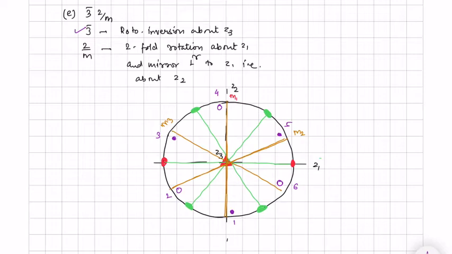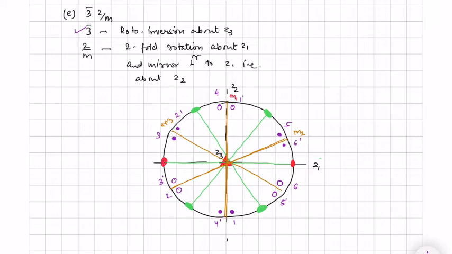So let us first go for 2 fold rotation. Okay, so 2 fold rotation about Z1. So point 1 becomes this. This is 2 fold rotation. So from above it goes to below the plane of paper after 180 degrees. It becomes this. This is 1 dash. Then 2 becomes this. This is 2 dash. 3 goes below the paper. So this is 3 dash. 4 comes above the plane of paper. This is 4 dash. This is 5 dash. And this is 6 dash.